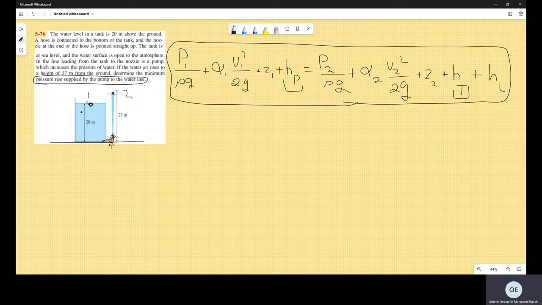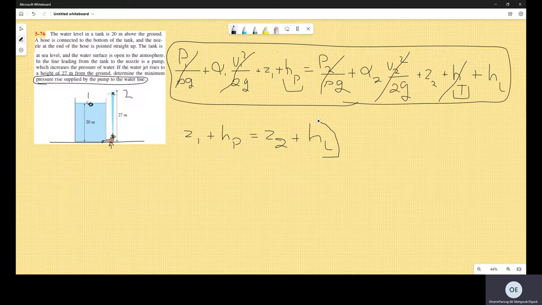Proceeding with the solution, now here we can cancel this term and this term because the pressures are equal, they are atmospheric. And here at one, we have no velocity, and we have Z1. At two, we have also no velocity, and we have no turbine here. Now, Z1 plus the head of the pump is equal to Z2 plus the head loss.